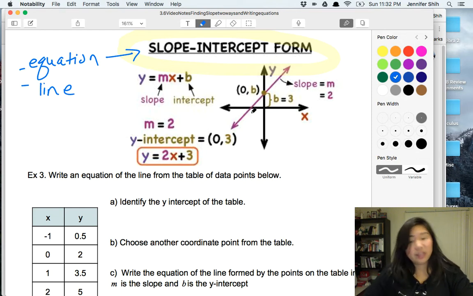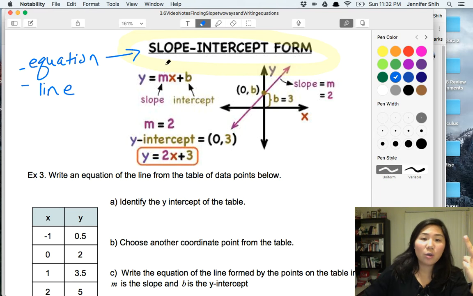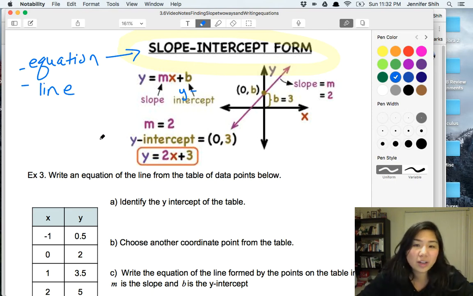Slope-intercept form is great because in its name you need two things. You need the slope, which is m, which is what we calculated previously, and you need the intercept. The intercept is this guy right here. It's the y-intercept. Not only is it any intercept, but it's the y-intercept.